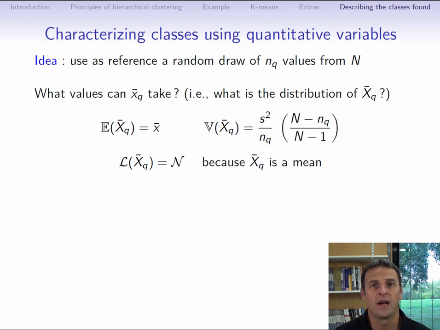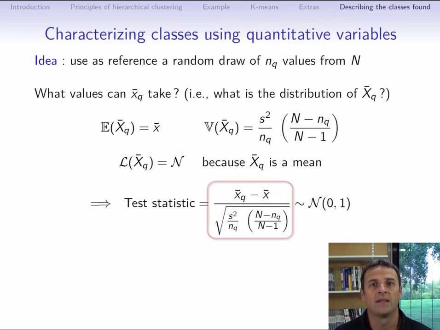As for the distribution of x bar q, since it's a mean, we can suppose that it follows the normal distribution, thanks to the central limit theorem. We can therefore now calculate the standardized and centered x bar q minus x bar over the standard error of x bar q, that is the square root of the variance of x bar q. This quantity, under the hypothesis of random draws, follows a standardized Gaussian distribution. If the test statistic is between minus 1.96 and 1.96, we cannot reject the hypothesis that the data could have come from a standardized Gaussian distribution.